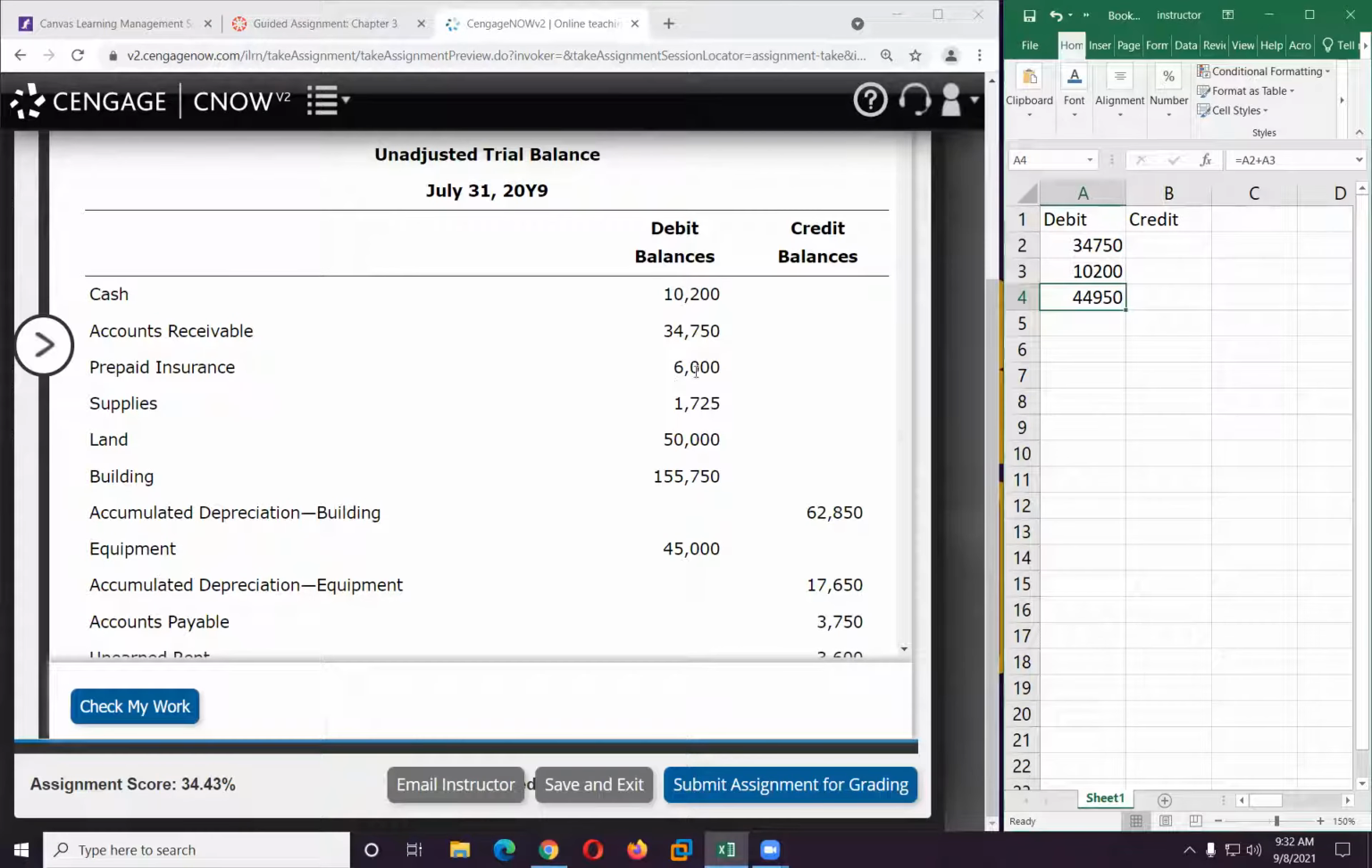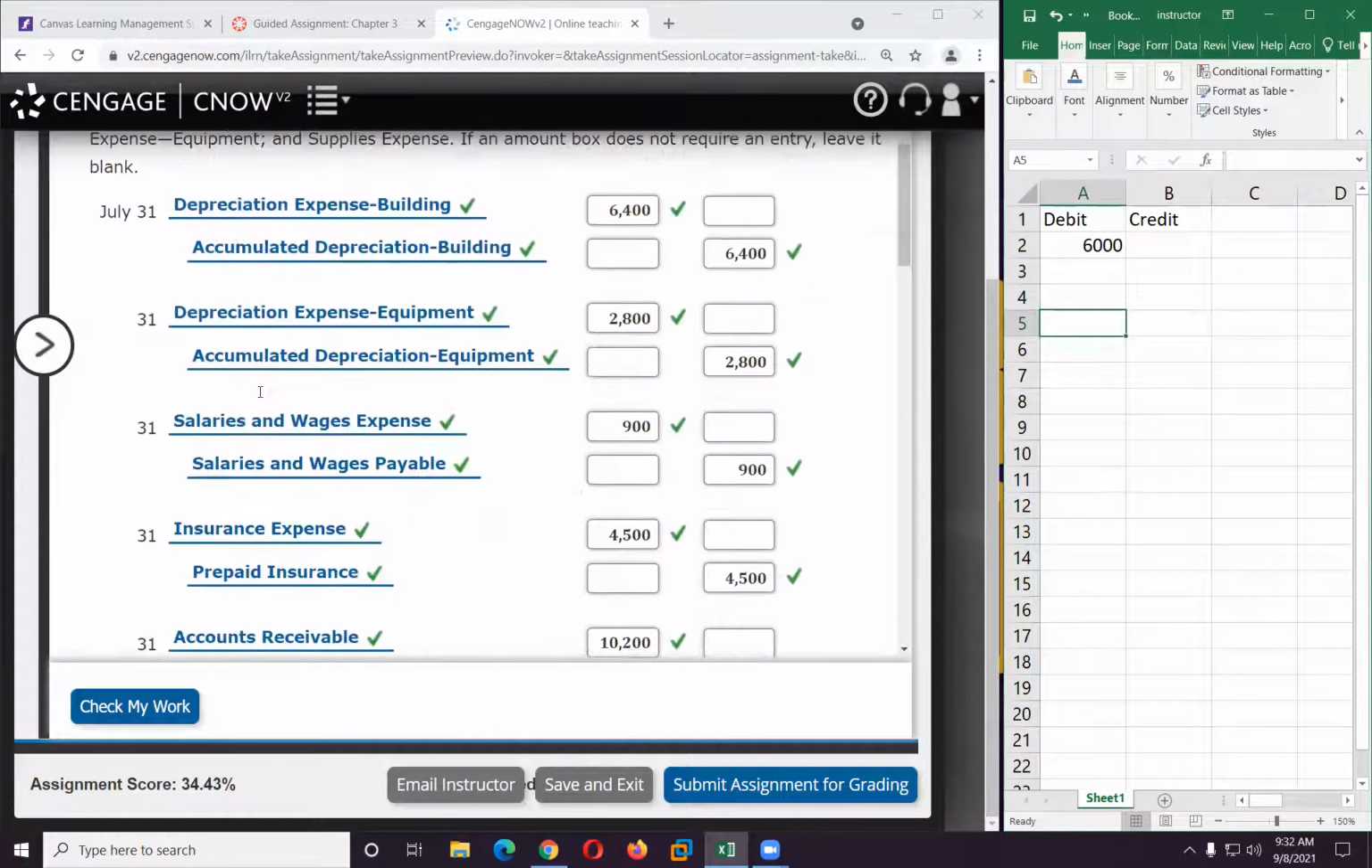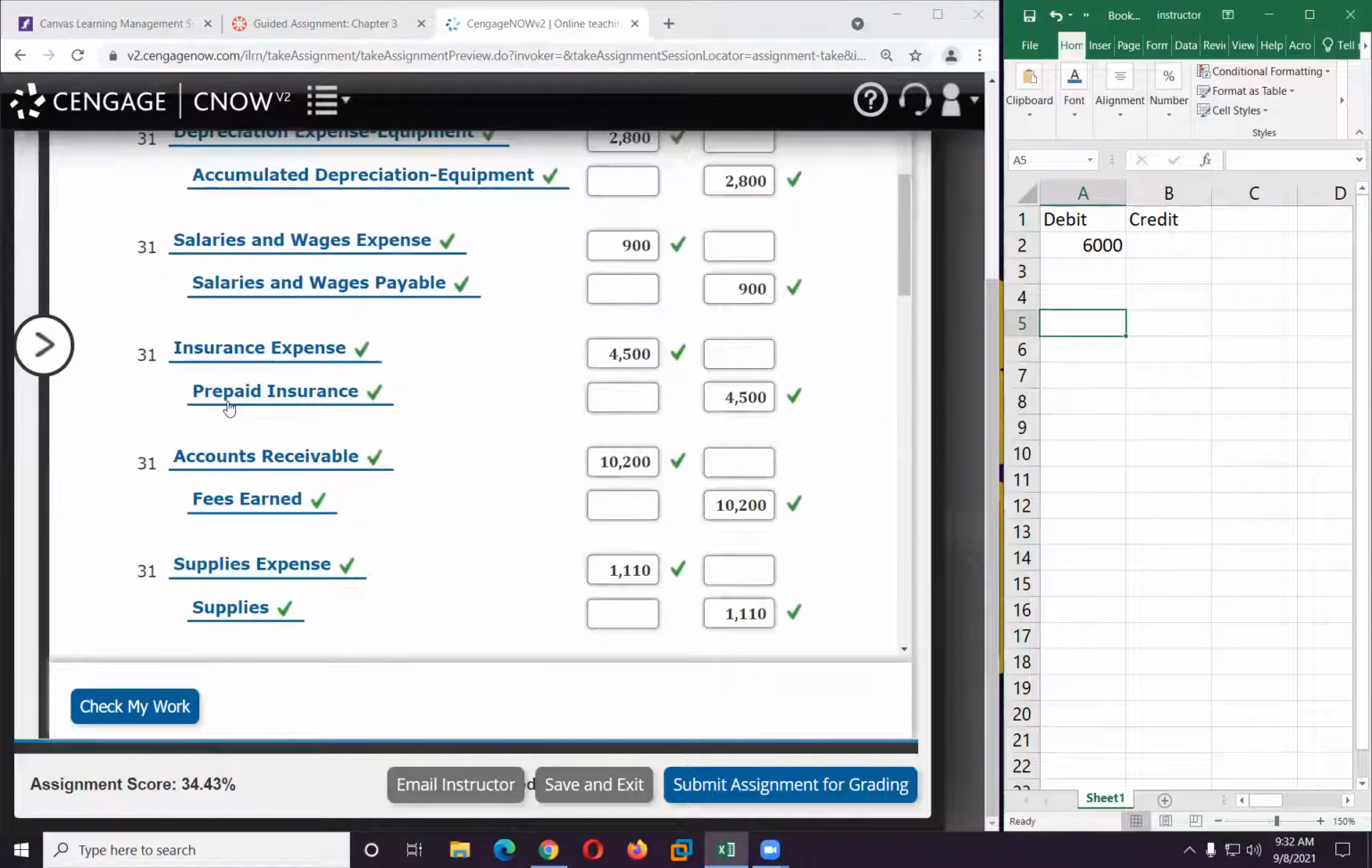Prepaid insurance has a debit balance of 6,000. Then I scroll down and I say, oh, look here, I did an adjustment to prepaid insurance, a credit of 4,500. So my new balance on my prepaid insurance account is a debit of 1,500, right?